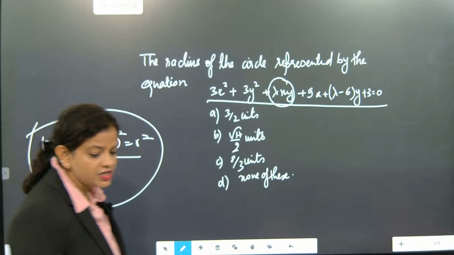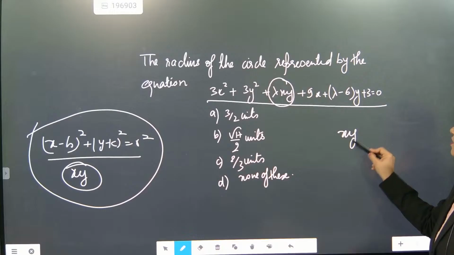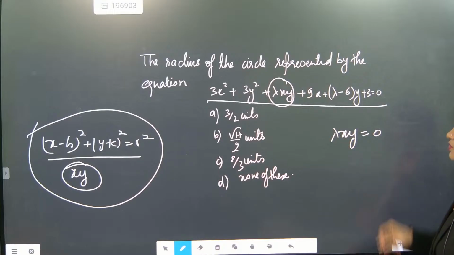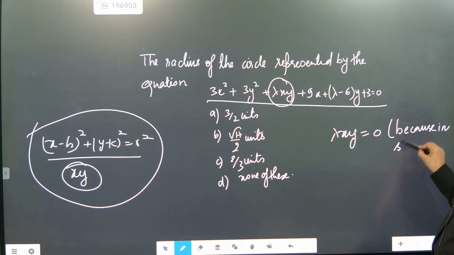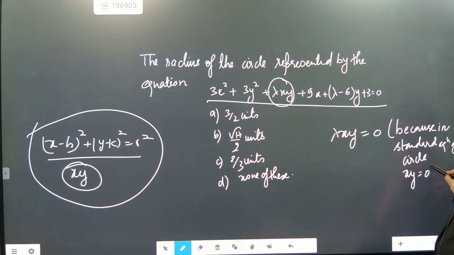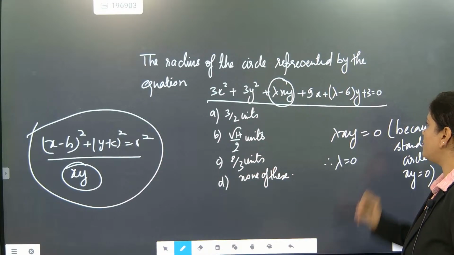So without wasting time, what we are going to do is set the coefficient of xy with lambda equal to 0, because in the standard equation of a circle, xy is coming as 0. Understood? So what is the value of lambda? The value of lambda is 0.